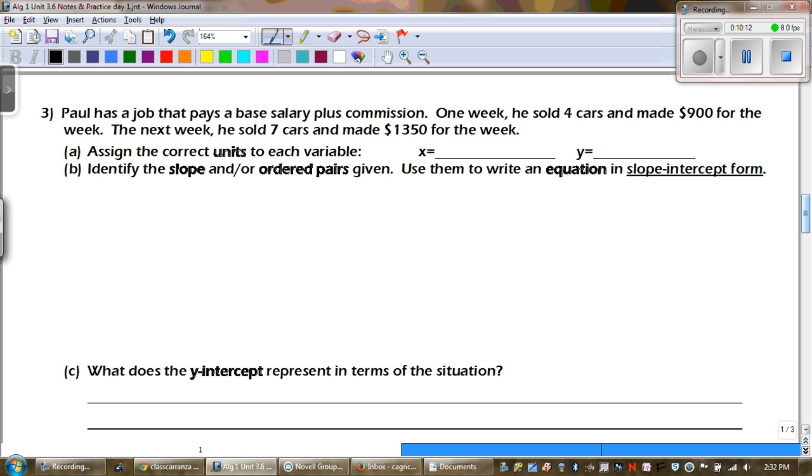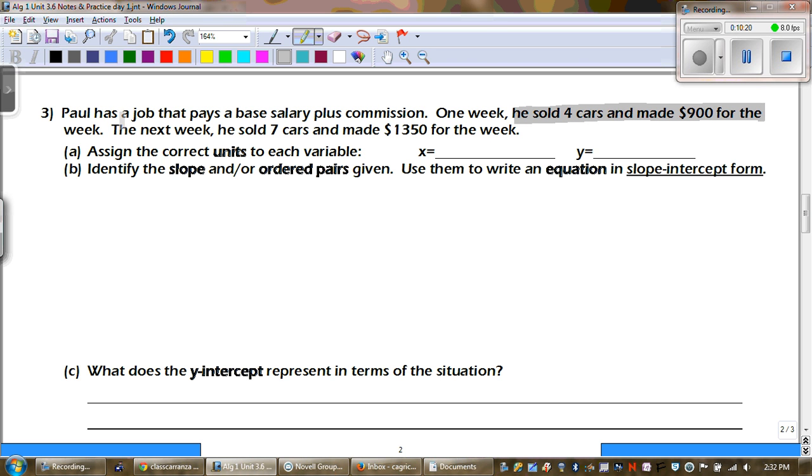Okay, so it says Paul has a job that pays a base salary plus commission. 1 week he sold 4 cars and made $900 for the week. The next week he sold 7 cars and made $1,350 for the week. So what's X, what's Y? Well, we know that Y is money. We're talking about money, that's where Y goes. X is the cars.